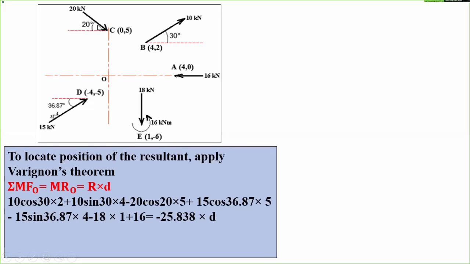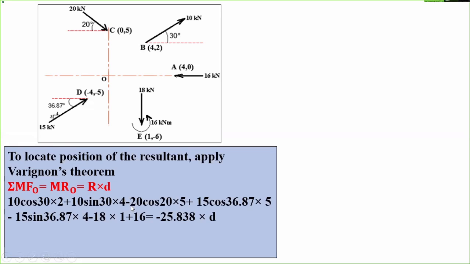Do the same thing for the 20 kilonewton force. First, the x component will act like this. So its x component is 20 cos 20, and the perpendicular distance between O and this line of action of the horizontal component is nothing but the y coordinate of point C, and the y coordinate of point C is 5. So 20 cos 20 into 5.